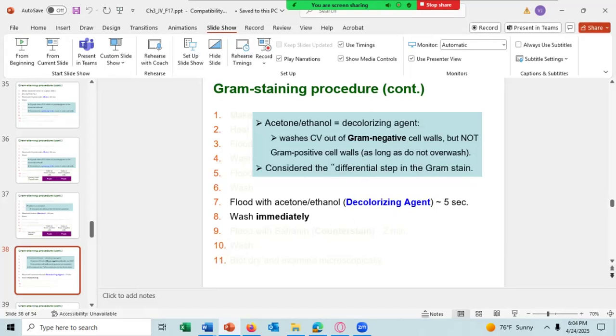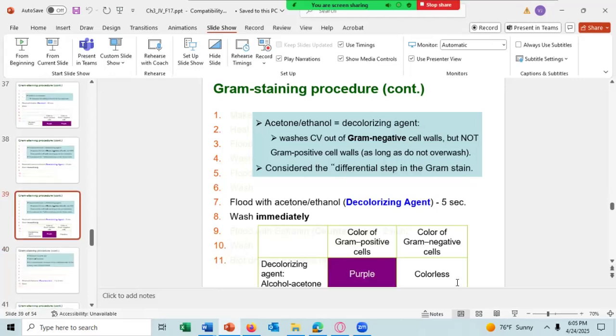The timing of applying the decolorizing agent is important. You may decolorize not long enough, and it's also easy to decolorize too long. And you'll get problems if you do it not long enough or if you do it too long. And we'll talk about that in a little bit. So after the decolorizing agent, the color of the gram-positive cells is a purple color. The color of the gram-negative cells is colorless, meaning they're clear.